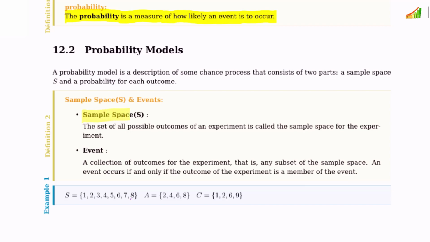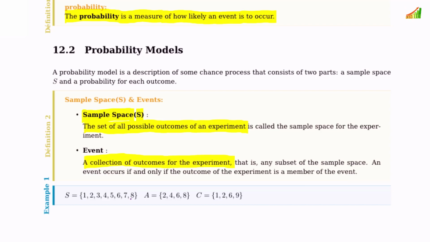Sample space. We use S for the sample space. What is the sample space? The set of all possible outcomes of an experiment is called the sample space. Then what is an event? An event is a collection of outcomes for an experiment.